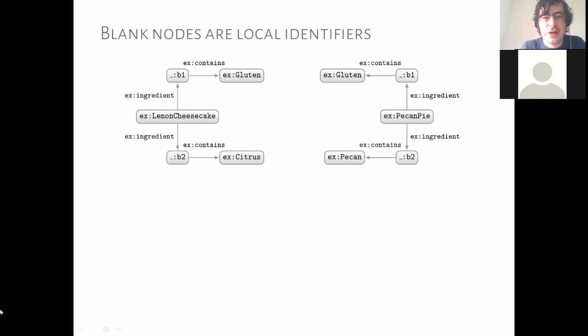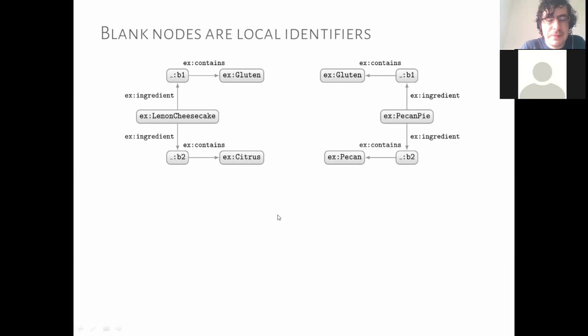And somebody asked this question in the last class, in the class on Monday, about what happens if we have two different documents or two different RDF graphs that use the same labels, or do the labels matter in the case of blank nodes? So here, if we have two different RDF graphs and two different documents, for example, and here we use B1 and B2 to represent some ingredients of lemon cheesecake. And here we use two blank nodes with the same names to represent ingredients of pecan pie.